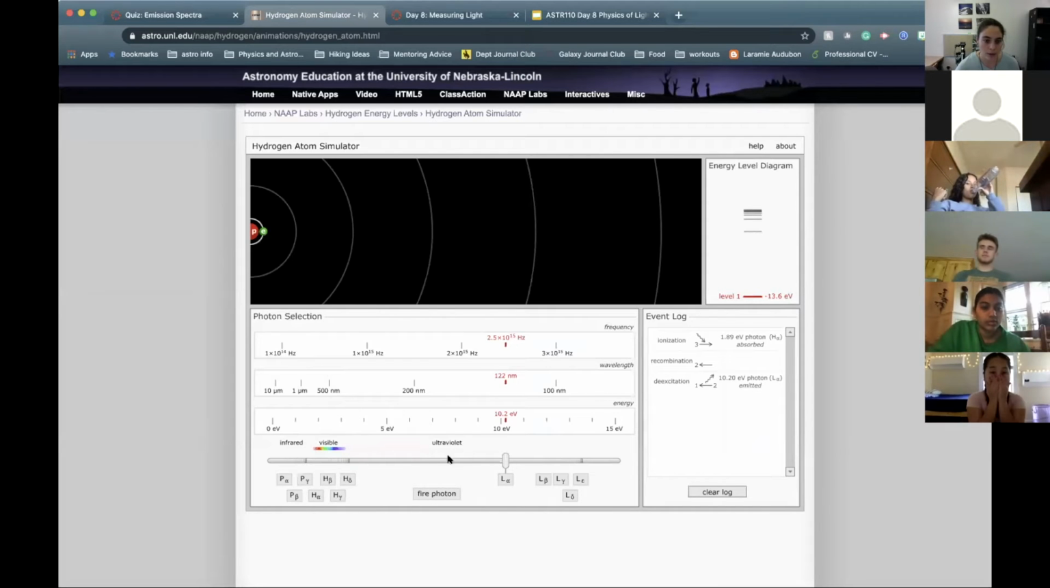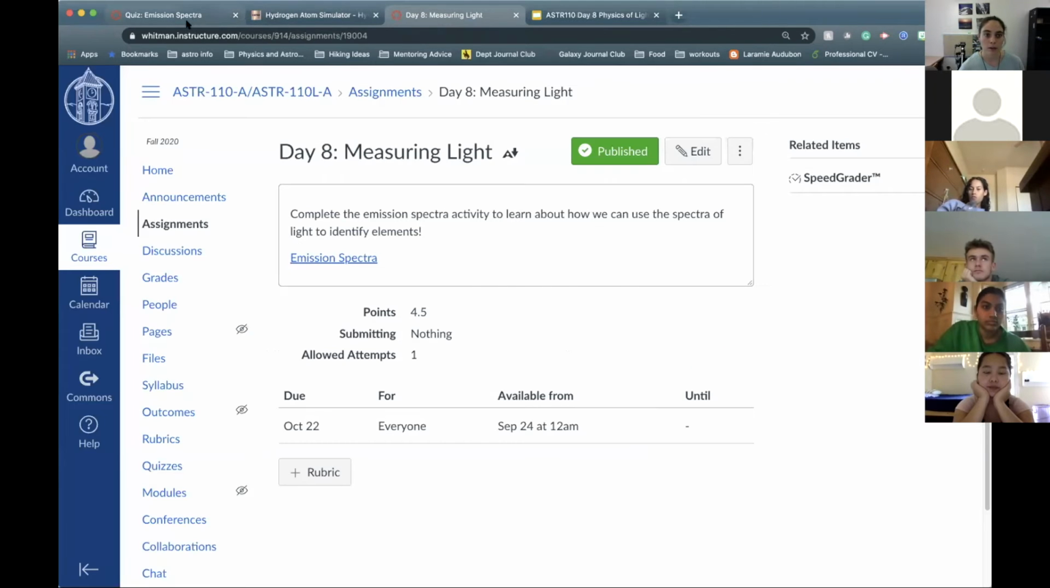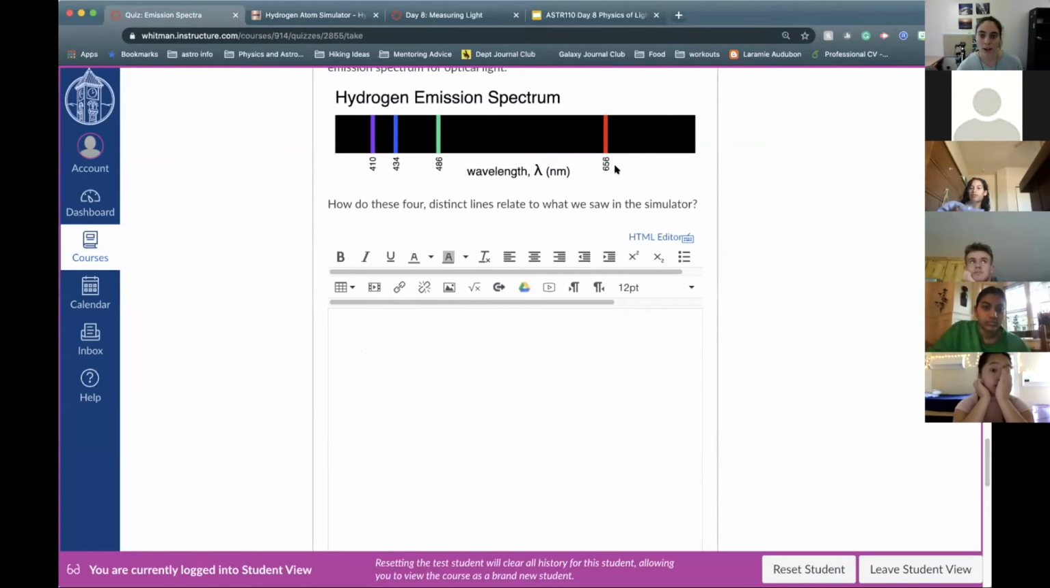So if we move this guy to 656, I guess it's going to say 657, and now we shoot a photon. It's a red photon, and it bumps it up. And then it emits that photon again as it falls back down. So this light that gets emitted from hydrogen corresponds to an electron falling those specific energy distances. So these are all different transitions, different photons you could have fired that would have actually caused a hydrogen atom to emit light.